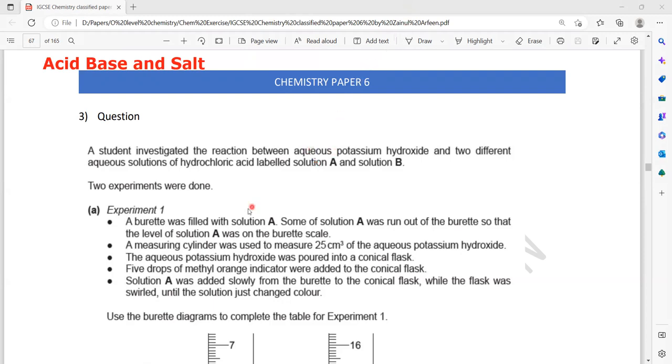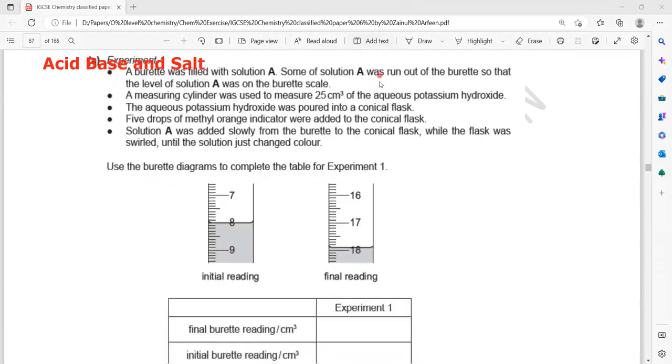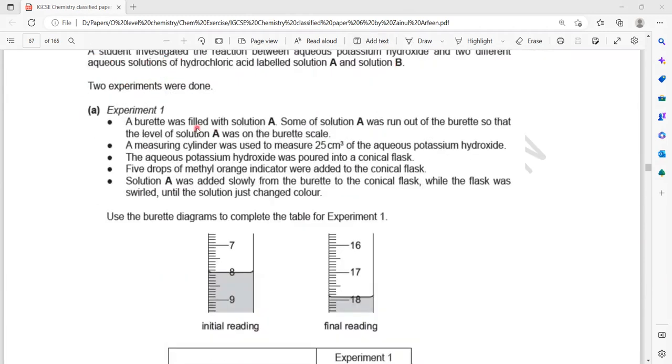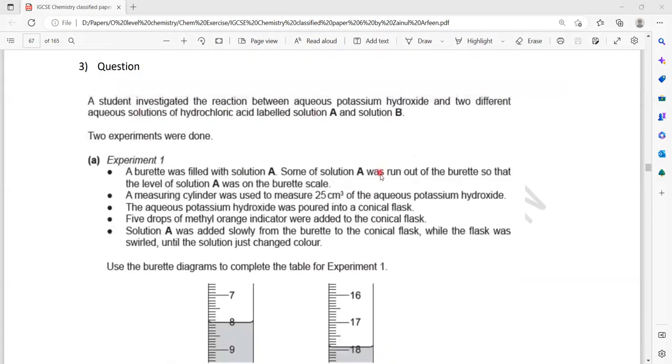Two experiments were done. In the first experiment, a burette was filled with solution A. So in a burette, we have unknown solution A. Some of the solution was run out from the burette so that the level of solution A was on the burette scale. What is the reason why we run out the solution? The main reason is to remove the air from the jet.